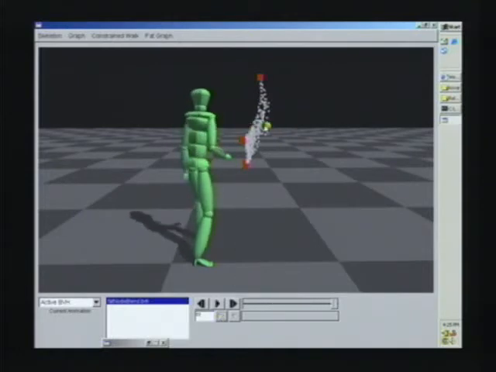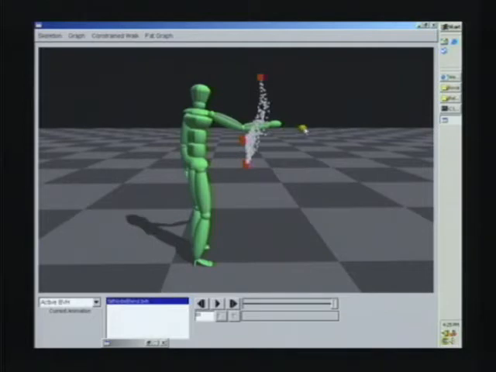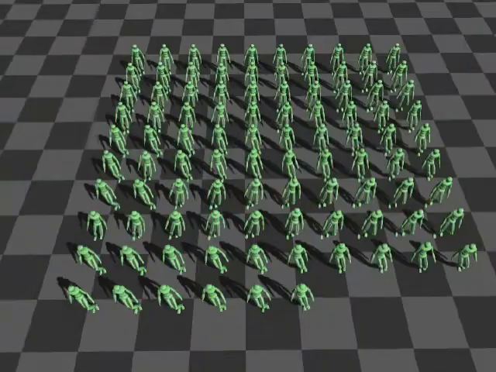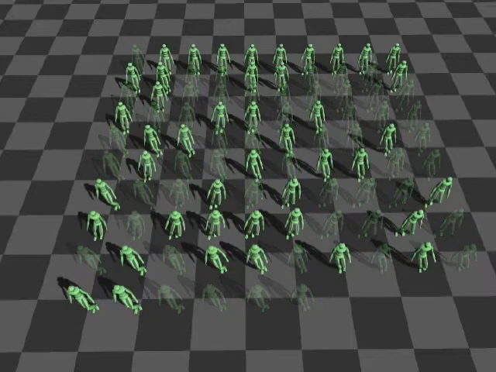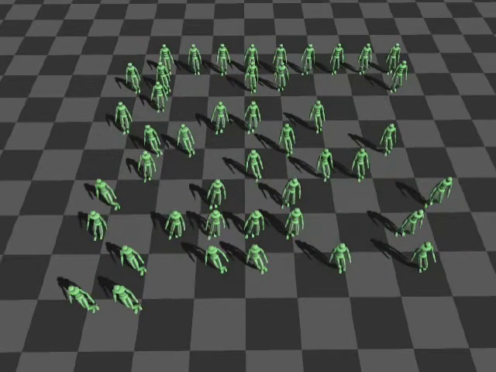To prevent undesirable blends, we explicitly limit the allowable amount of extrapolation. Parameters that cannot be attained are projected onto the accessible region of parameter space. Our technique scales well to large numbers of examples, as with these 96 walk cycles. We can automatically remove motions that are well approximated by other examples.